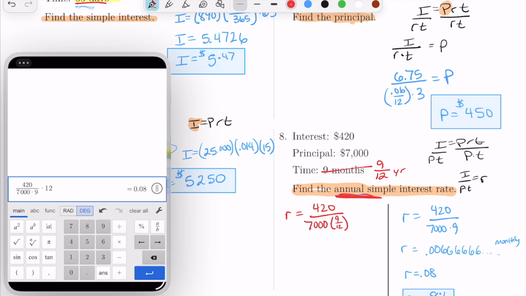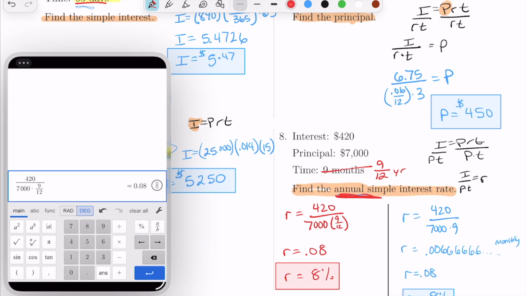we'll go ahead and put this all in the calculator. You might even be able to see on my calculator how this is going to work out. So 420 over 7,000 times 9/12ths. There we go. We also get R is equal to 0.08 or 8%. We still get the exact same thing, just solving for it a slightly different way. So figure out which way makes the most sense to you and do that.